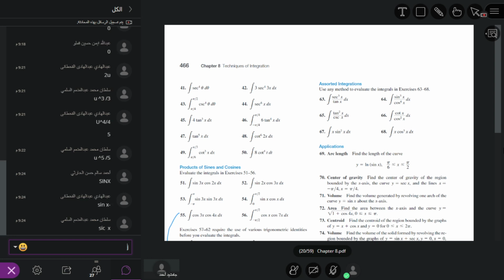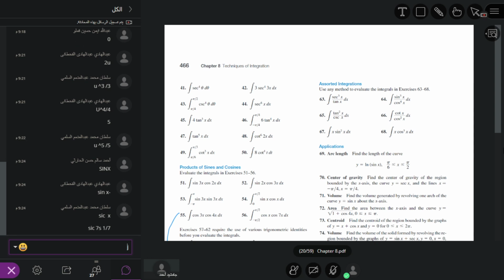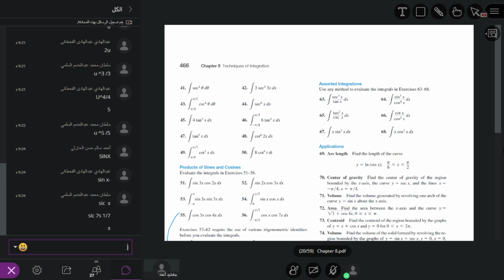Is equal to sine x. Sine x, yes. What is the integral of cosine 7x? It is 1 by 7 sine 7x. Yes. So thus we get here half cosine x.